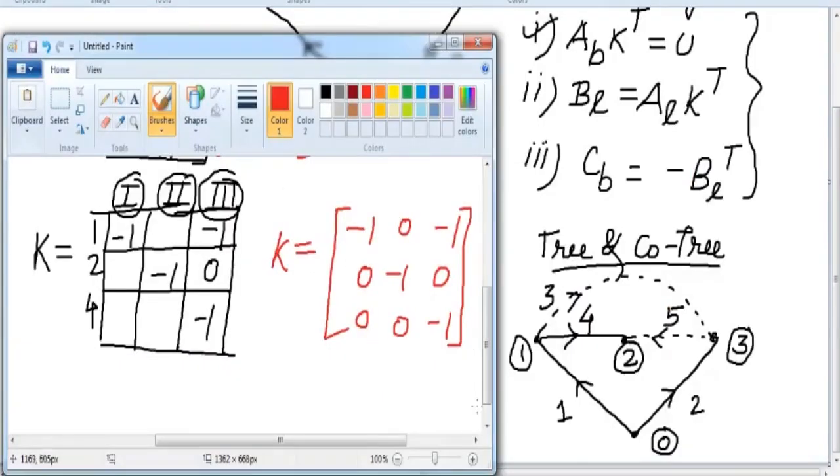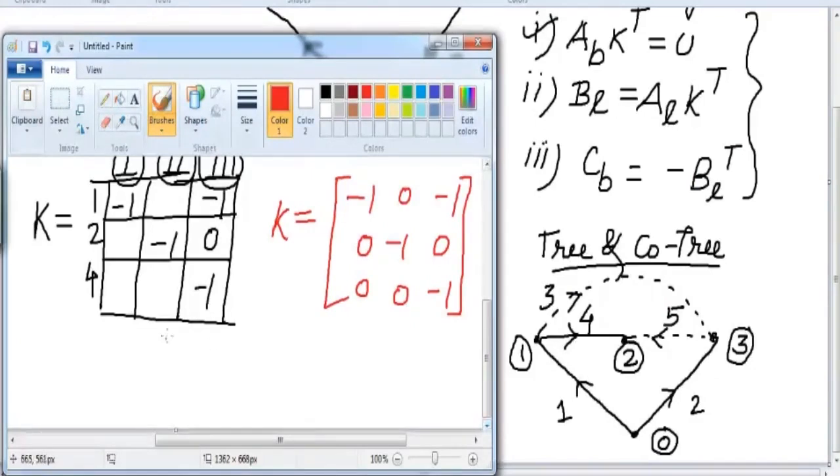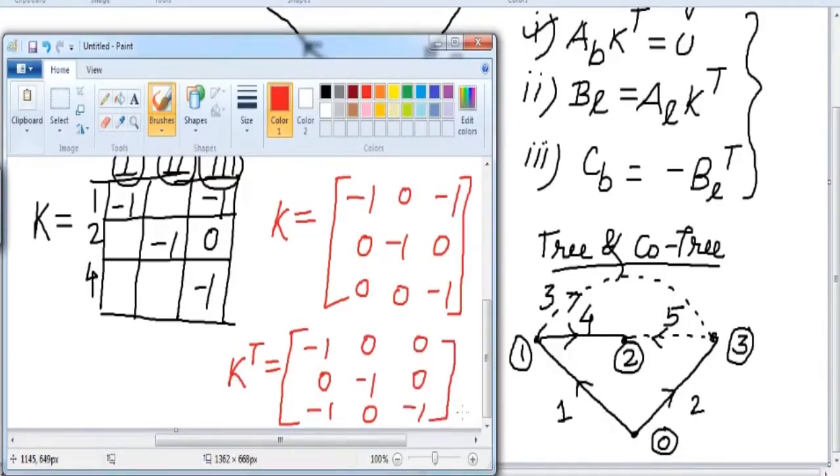Okay, so now K is available with you. If you have K available, what will be K transpose? Simply make the transpose of this matrix. You all know how to make the transpose of a matrix. In order to transpose this matrix, you have to convert the rows into columns. So if the rows are converted into columns, what will be the situation? -1, 0, -1, then 0, -1, 0, and 0, 0, -1. So this will be K transpose.